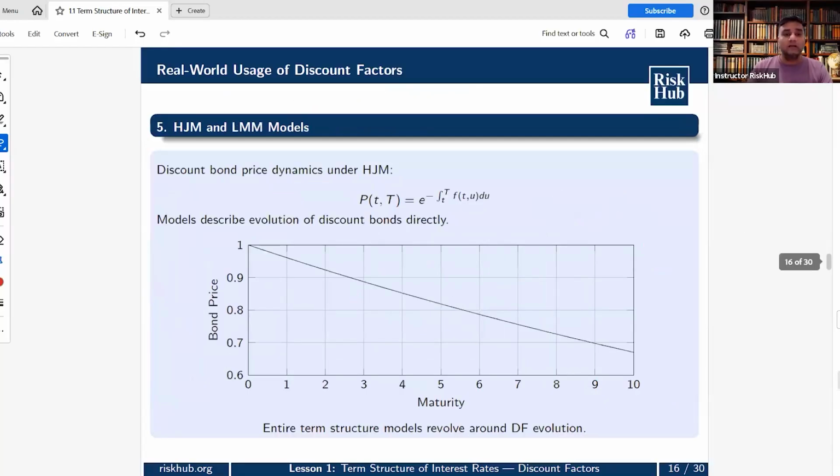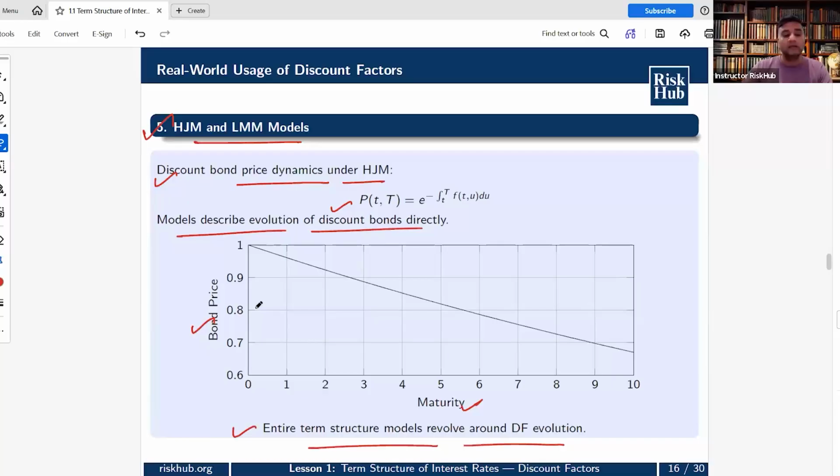Then we get into the next part, which is HJM and LMM models, discount bond price dynamics. The HJM model, which is given by this equation, describes the evolution of discount bonds directly. The graph is given, with entire structural models built around DF evolution, right? So we have one formula here, one line of text, one chart, and one caption.